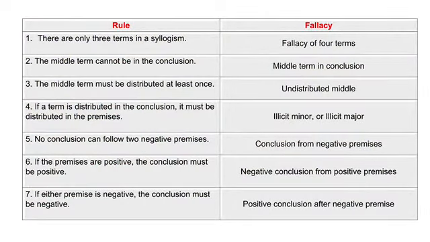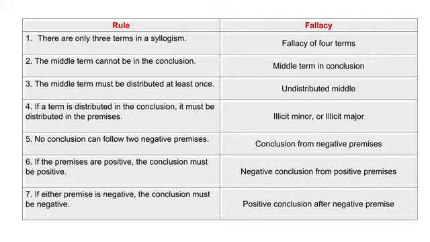Here's another one of my charts. And it turns out there are 7 rules that syllogisms have to follow. And if a syllogism breaks even one of these, then we know that that syllogism is invalid. So I want to talk about these a little bit, but you are certainly going to want to copy these into your notes.